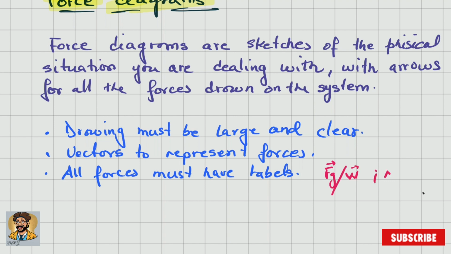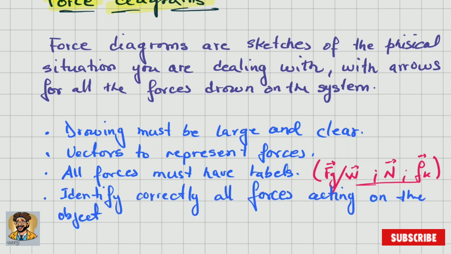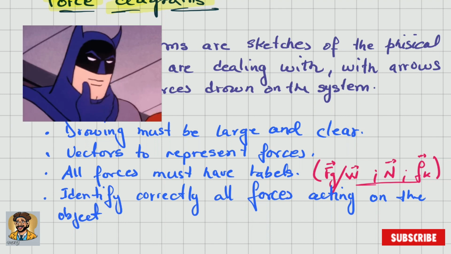We also have the normal. We also have the frictional force, for instance Fk. So these are some examples of labels you are going to use, guys. If a force doesn't have a label, you will lose the mark. Fourth, identify correctly all the forces acting on the object. And this is the most important thing. There are more details you will learn eventually, but this is the main thing you need to have in mind.